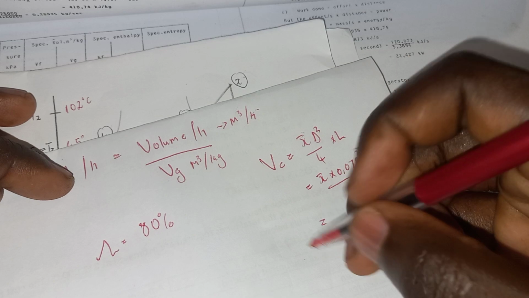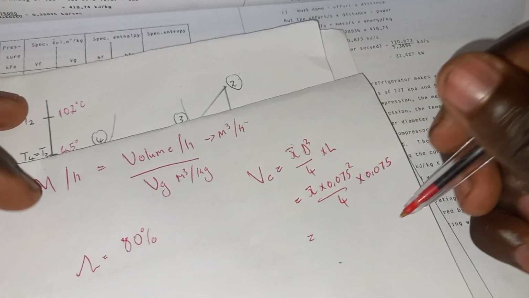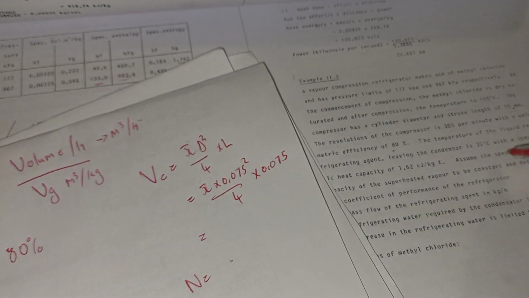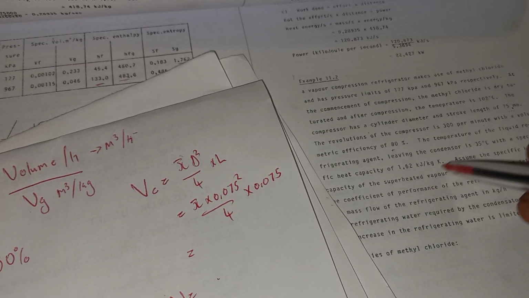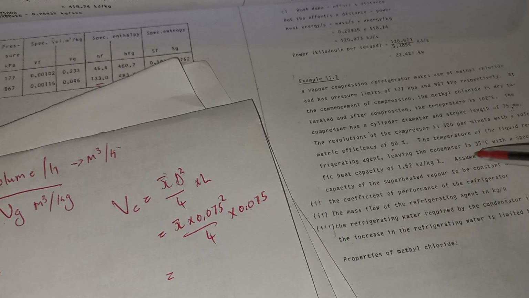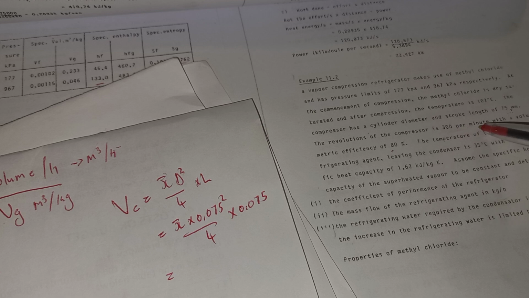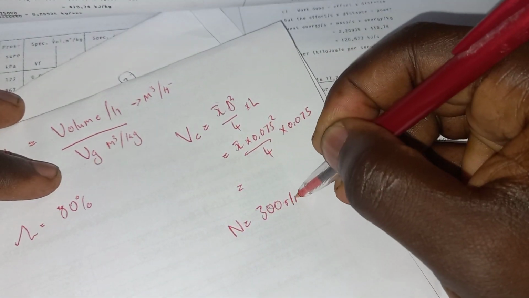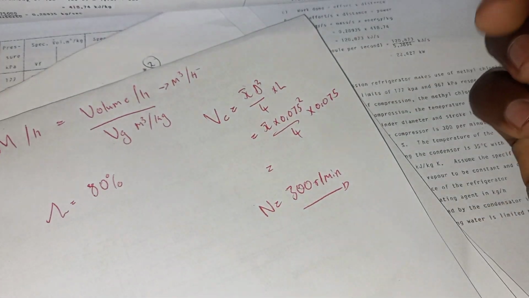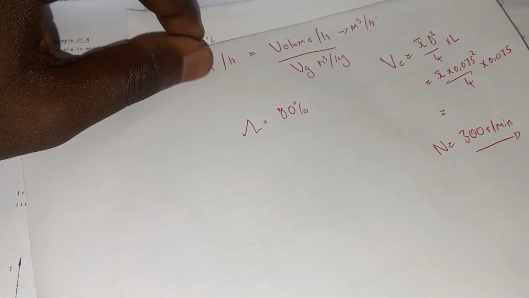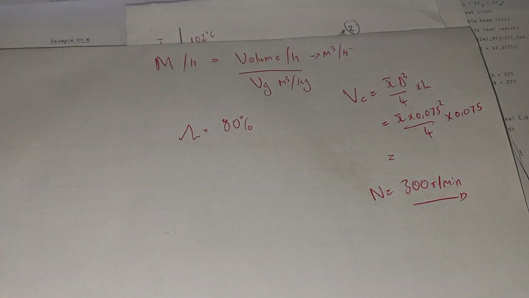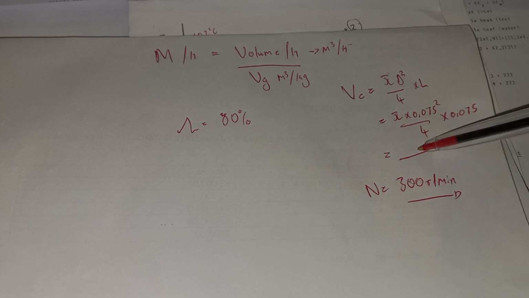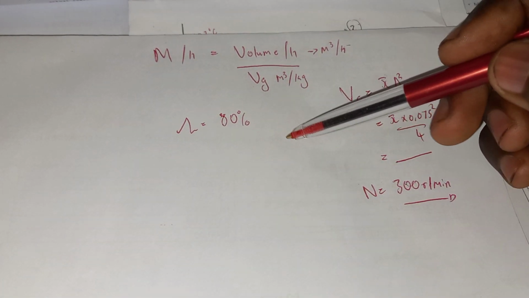But then this volume that we have here is running at a speed, they say n. Where is it? N. Oh, here it's a speed of 300 per minute. So that means here you have 300 rev per minute. Yeah. So this one is giving you the volume delivered. So from here you can get your volume, and then from your volume, you can put it into your volumetric efficiency to get the actual volume.